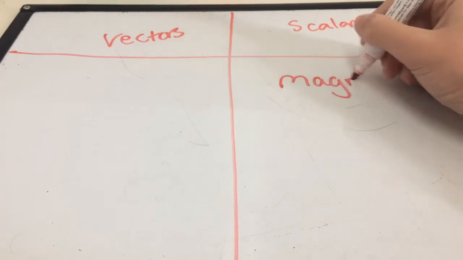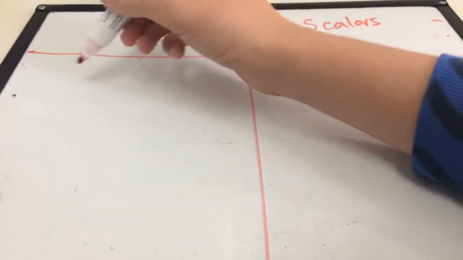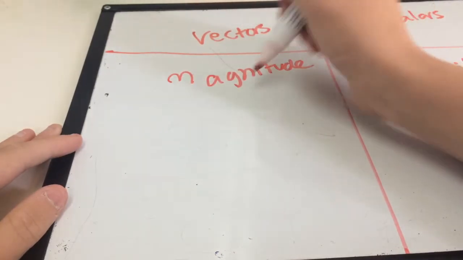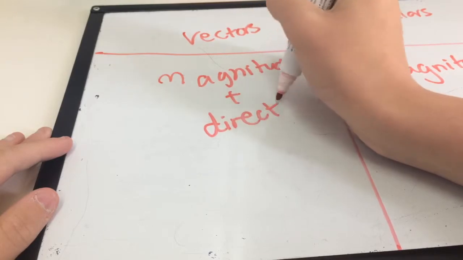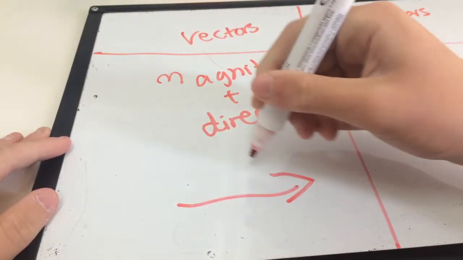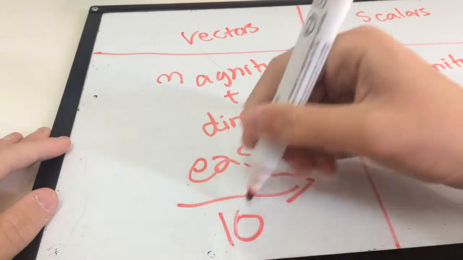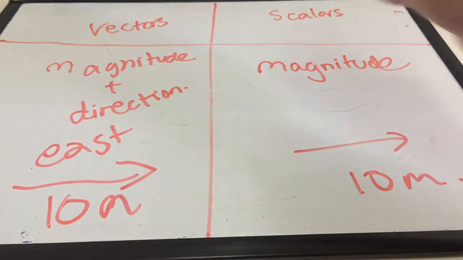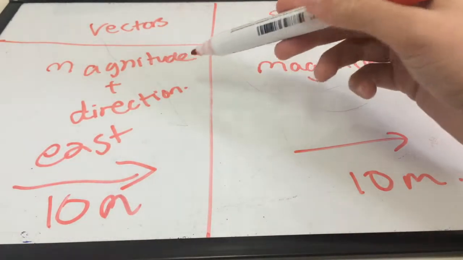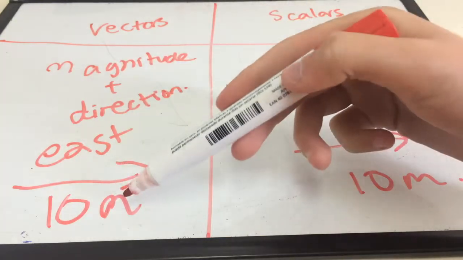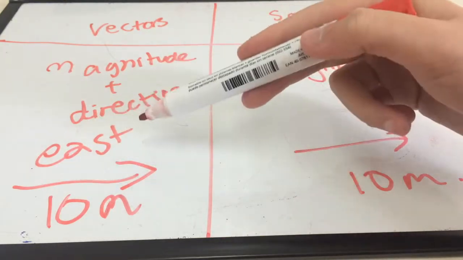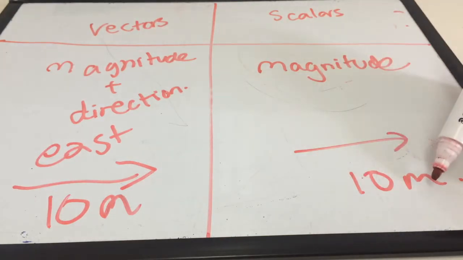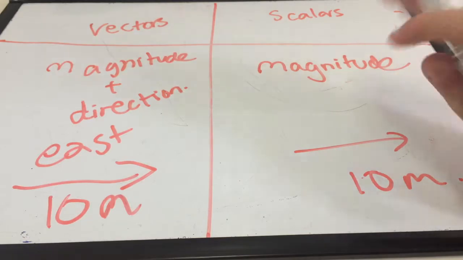Scalars have a magnitude. I'm just going to write some stuff real quick. So essentially, this is the difference between a vector and a scalar. Vectors have a magnitude or a value, so 10 meters, and they also have a direction, so we're going 10 meters east. Scalars just have the magnitude, so they only have a value.